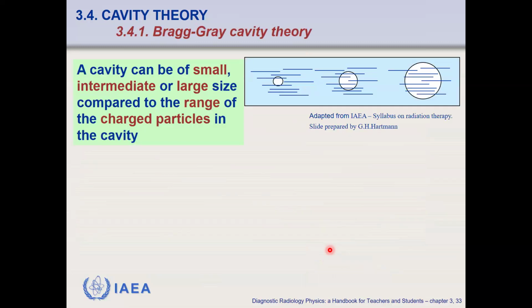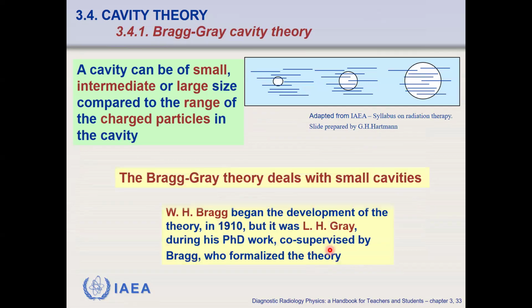Now we have different types of cavities. First of all, let's see these types. A cavity can be either small or intermediate or large in size. We can assume that the cavity is small, intermediate or large in size compared to the range of the charged particles in the cavity.